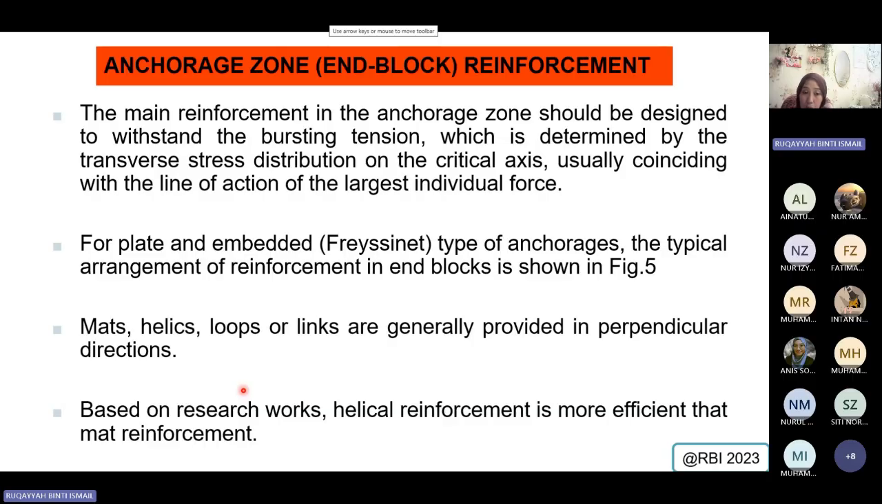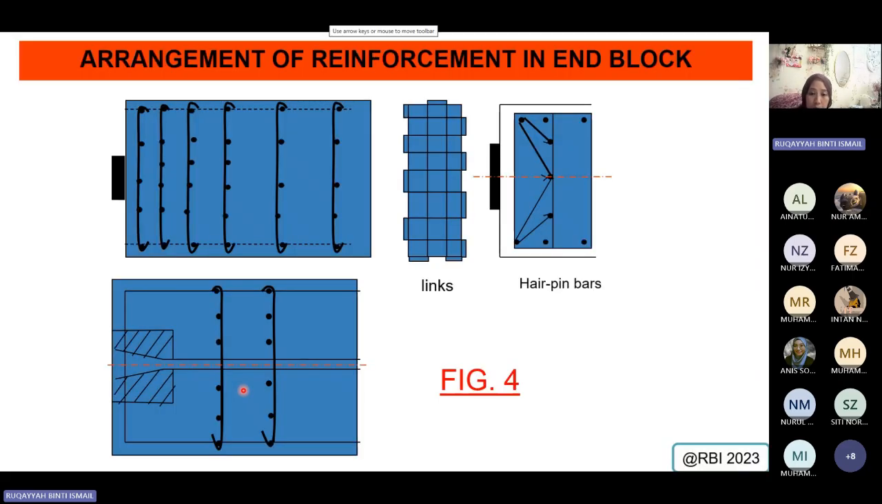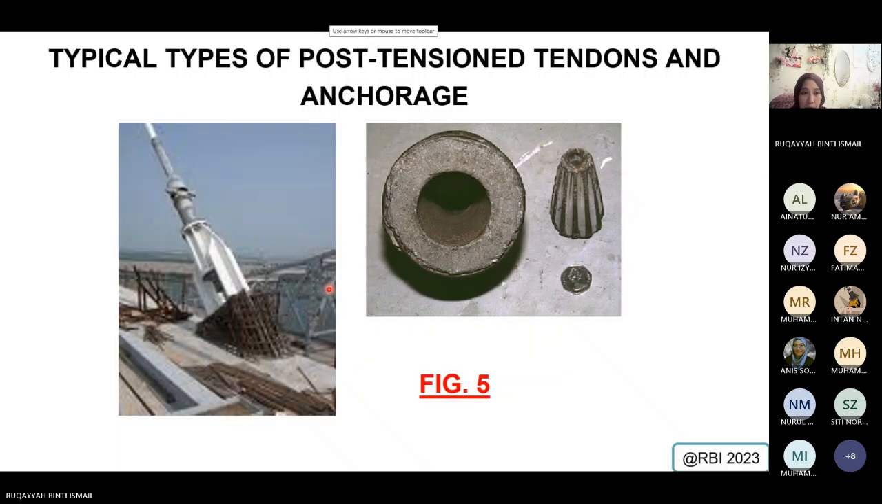Mat, helix, loop and link are generally provided in the perpendicular direction. Based on research work, helical reinforcement is much more efficient if you compare it with mat reinforcement. So let's have a look. This is where we have the hairpin. This is like a mat link arrangement, which can be referred to. This is the post-tension tendon and also the anchorage picture.